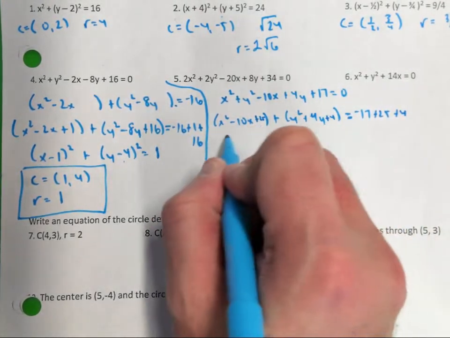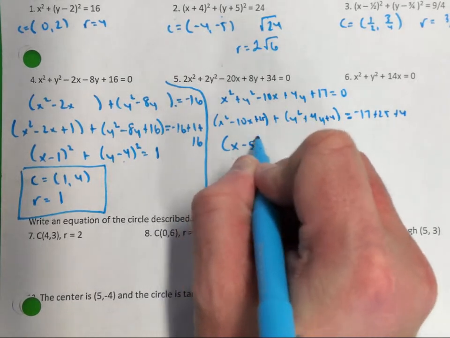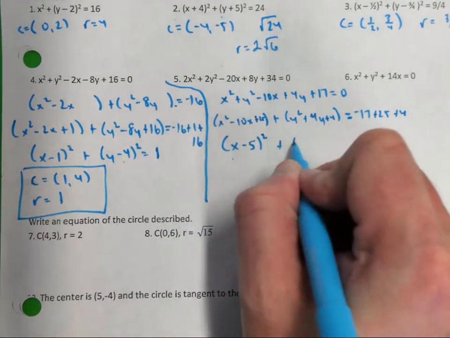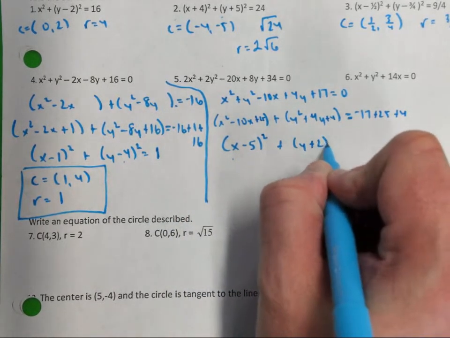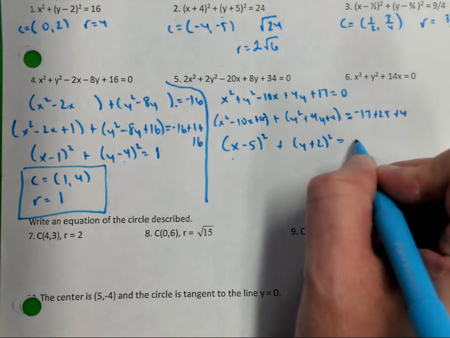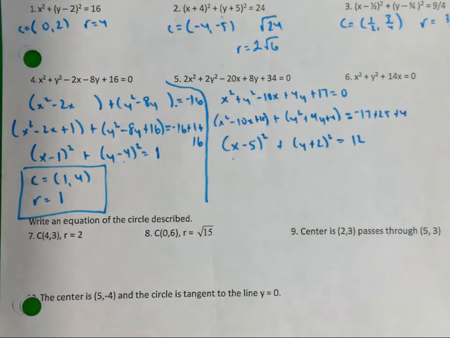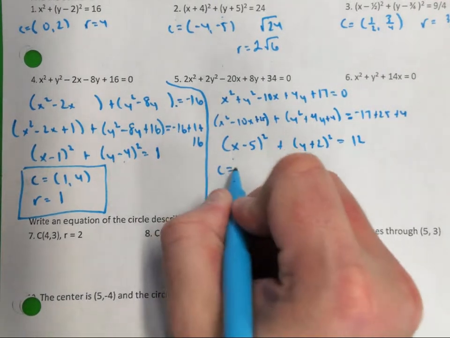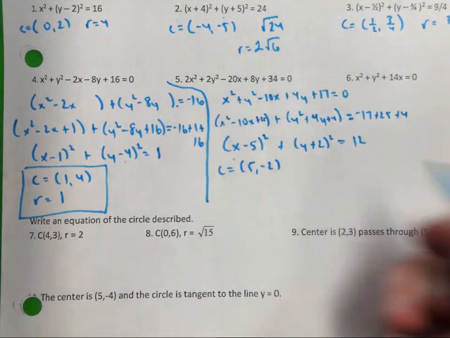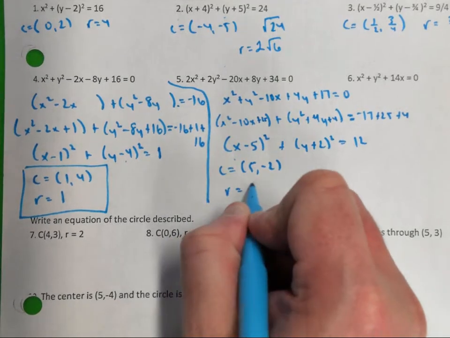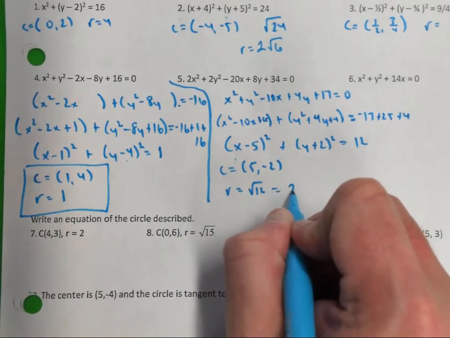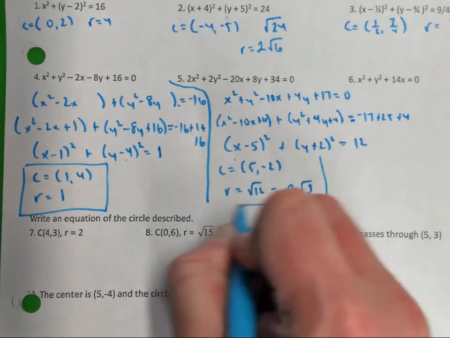So now how can I factor this? It's (x minus 5) squared plus (y plus 2) squared equals 12. Very good. If you got that, you did it right so far. Okay, what's your center? Now your radius is square root of 12. Can I reduce that? 2 square root of 3.